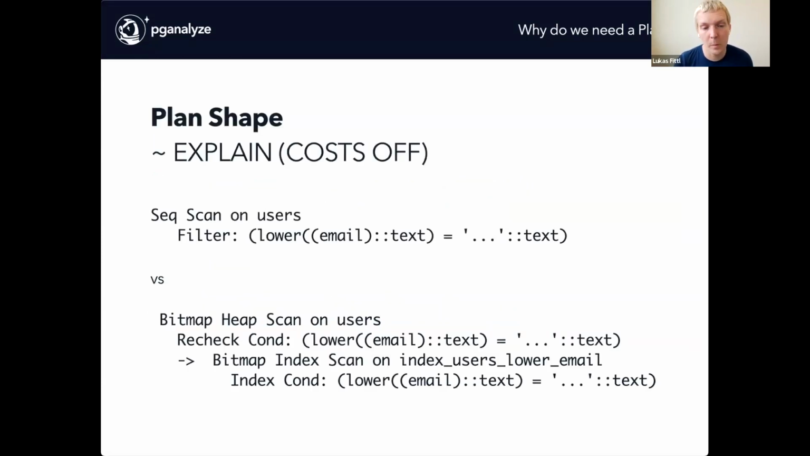And one of the ways I like to think about this is when you look at EXPLAIN with COSTS OFF and without ANALYZE, you're basically getting what I think of as a plan shape, which is the rough structure of a query plan, right?